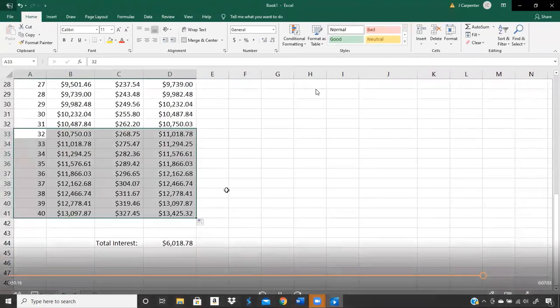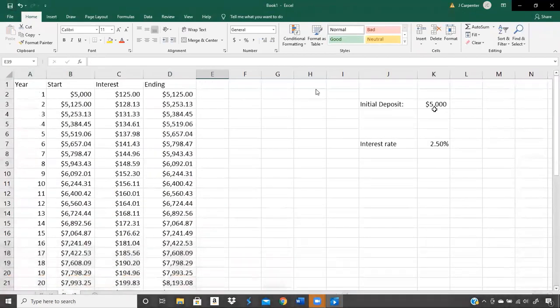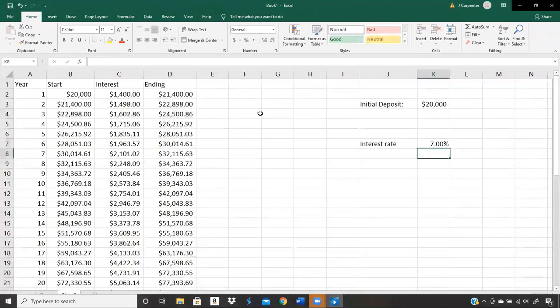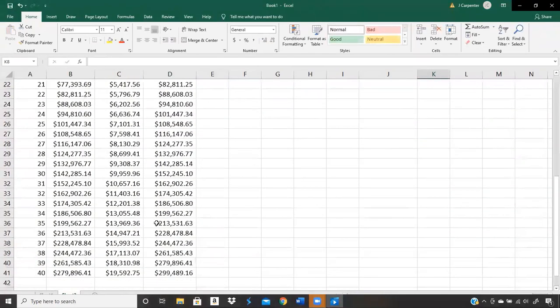Now, this is the old problem. I haven't changed anything yet. But now Bob has put in 20,000, and he had an interest rate of 7%. And in the snap of a finger, sorry if that was loud, the whole thing's done.